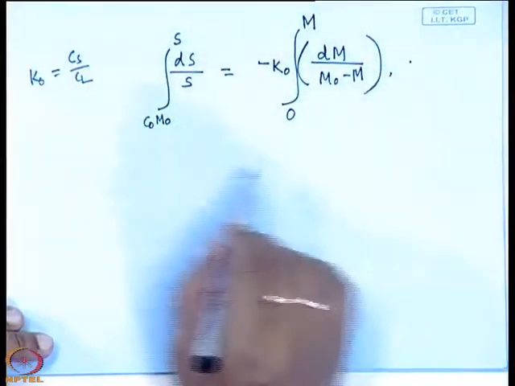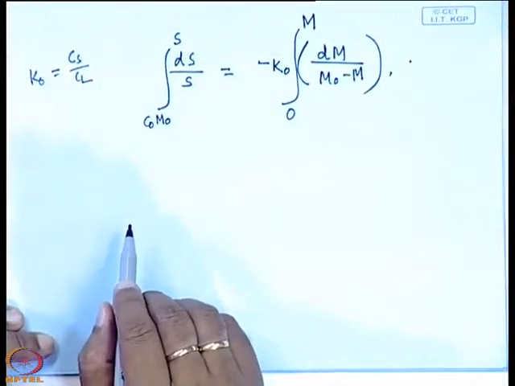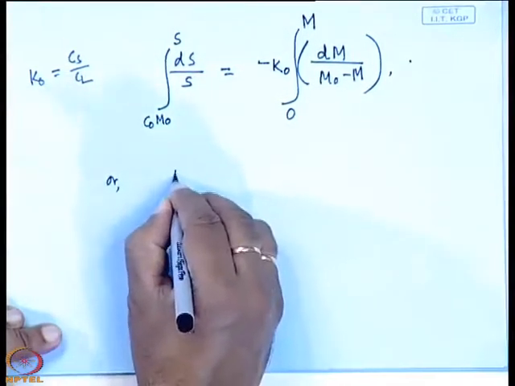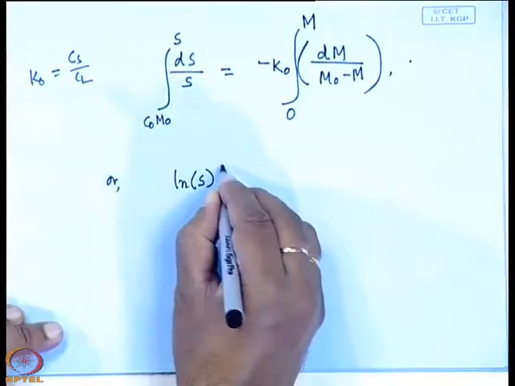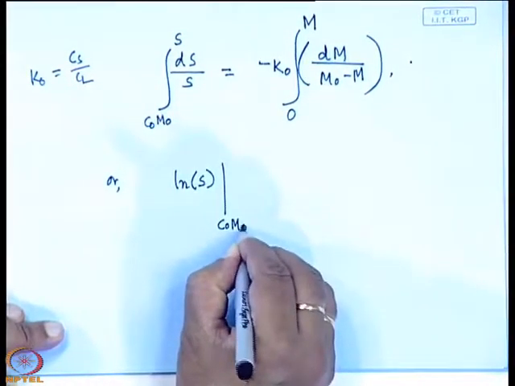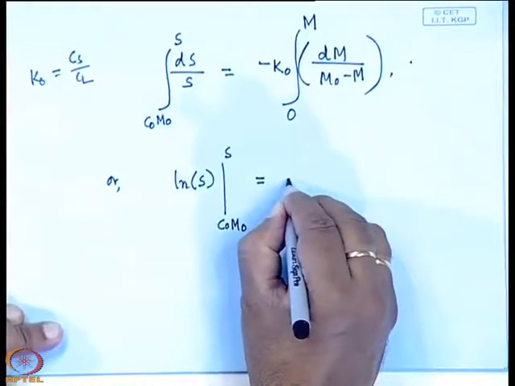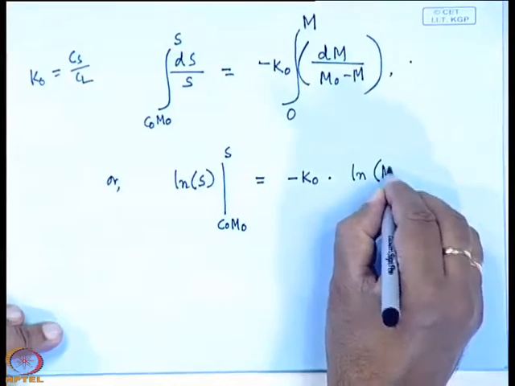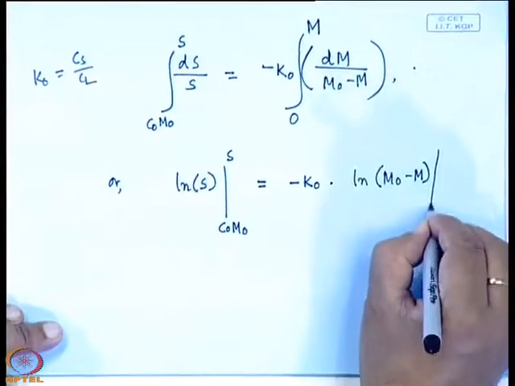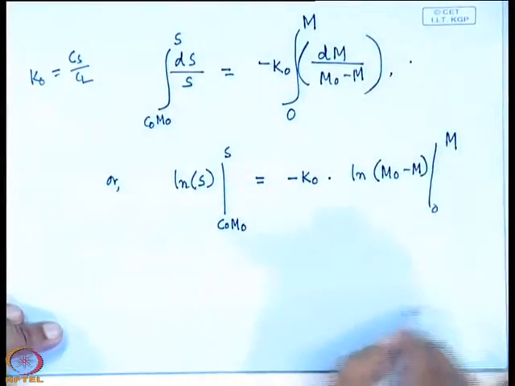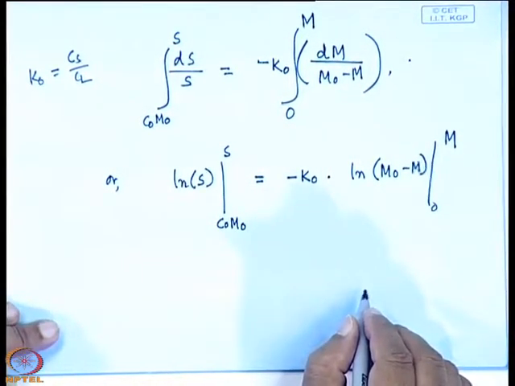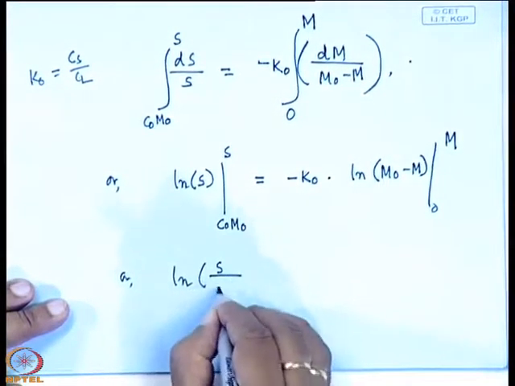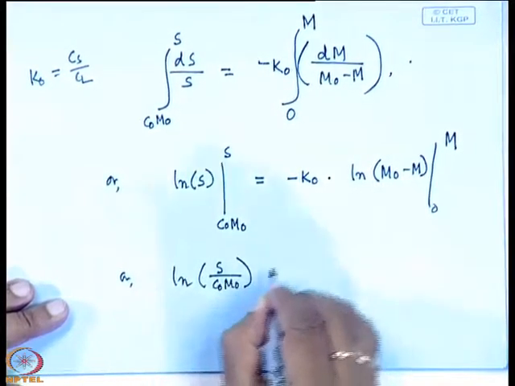Then if you solve this equation, what will you get? ln S from C0 m0 to S equals minus k0 into ln of m0 minus m from 0 to m, or ln S by C0 m0.